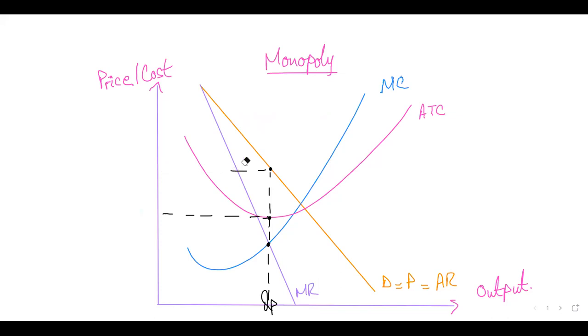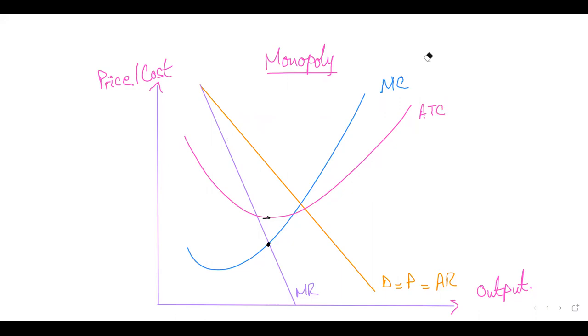After making the graph the way we did, we made a steep downward sloping demand curve, which is the orange line you can see on the graph. Then we made this purple line to the left of the demand curve, which is your marginal revenue. Then we made two cost curves. The blue one is the marginal cost, which is J-shaped, as we always know, and the U-shaped one is your ATC.